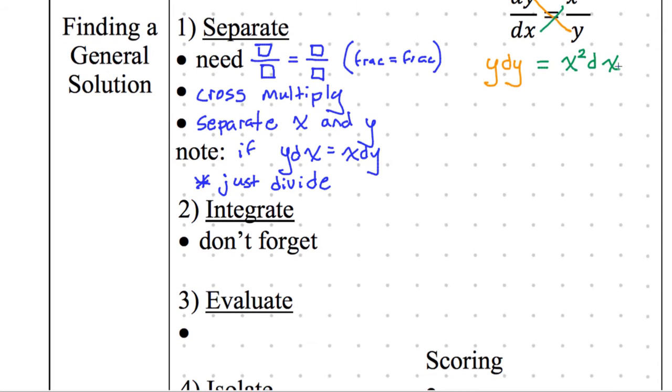Okay, so now we're on to the second step, integrate. So we have everything isolated. We have all the y's on one side, all the x's on the other. Now we're going to just write the integral on both sides. So when I do that, I'm going to have the integral of y dy is equal to the integral of x squared dx.